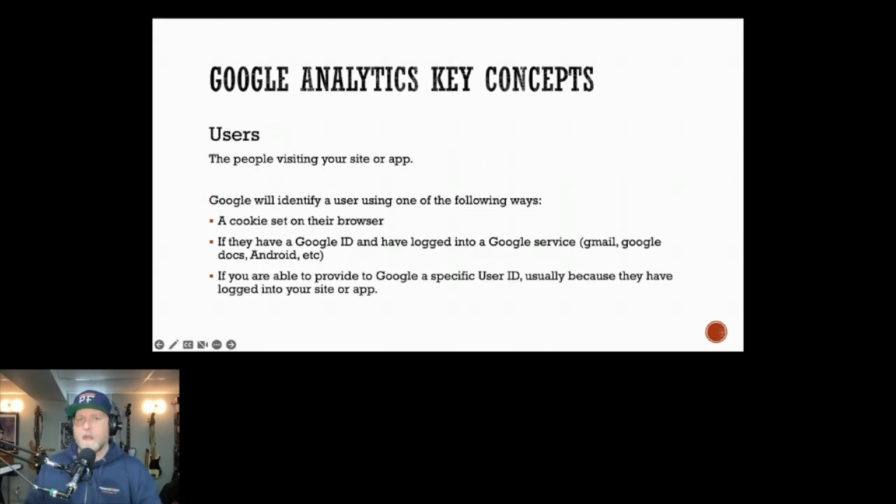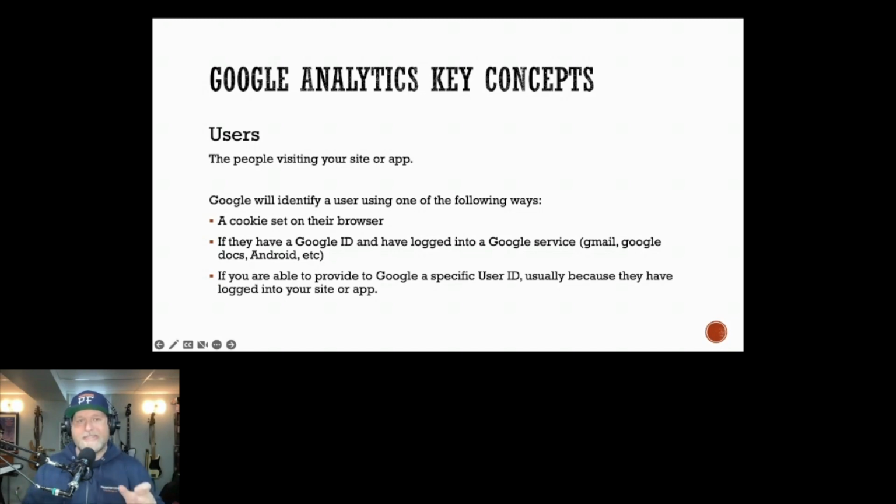Users. Those are the people that are visiting your site or your app. Now, Google is going to identify a user in one of three ways. Either they're going to drop a cookie on that user's browser, and then use that cookie to determine whether or not this is the same person or somebody else. The other way is a little bit better than using a cookie, because cookies can get erased, or if somebody's using Safari, or they've got their browser set to not use cookies, then those cookies are not getting set, and that's going to make your data not as accurate.